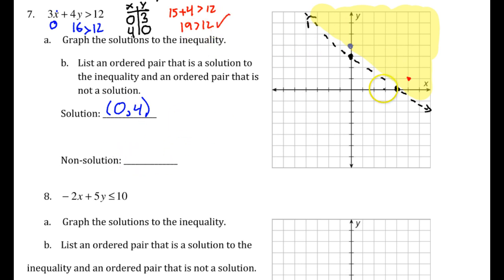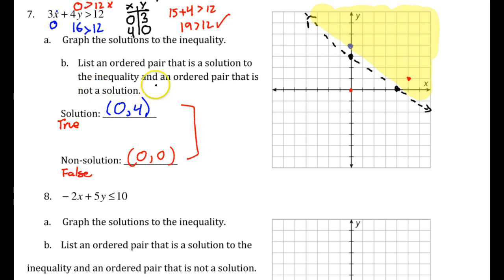And then a non-solution would be like 0, 0. It's not in the shaded region. If you plug that in, you'll get 0 is greater than 12, which is false. That's why it's not a solution. So solutions are all true, and non-solutions are all false. So here, you have many, many different possible answers.